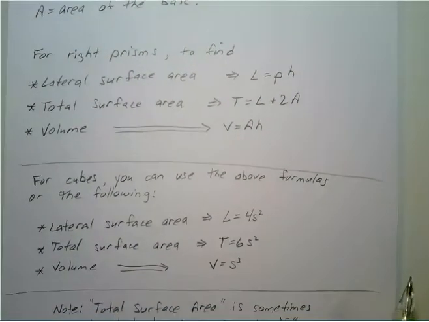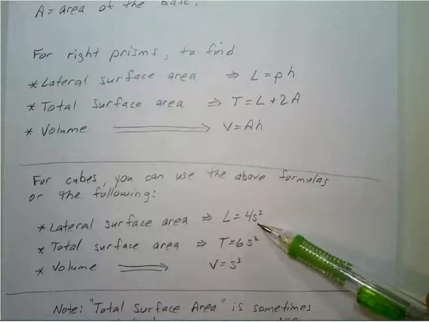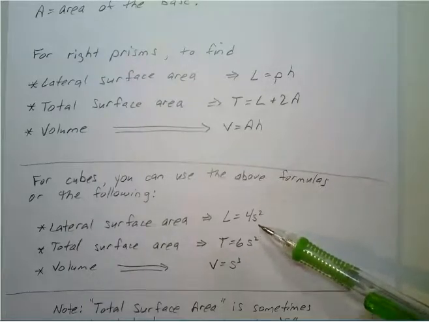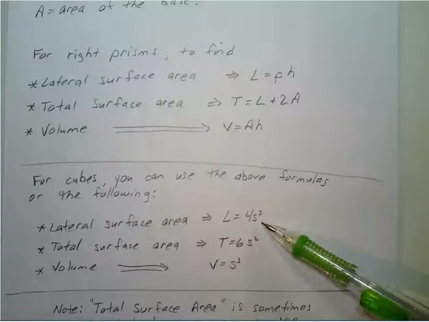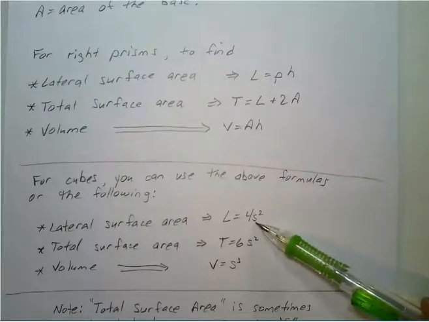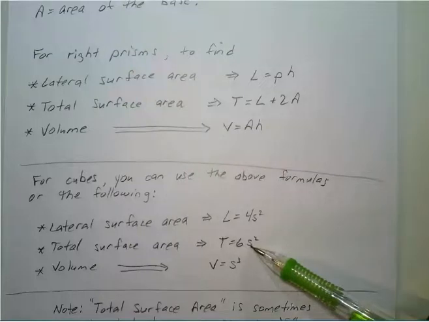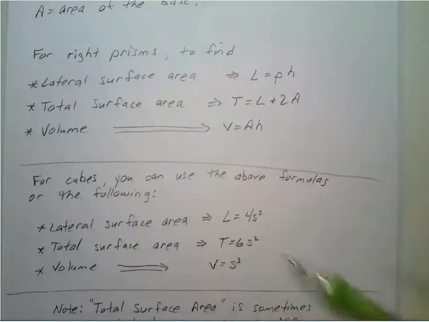You could still use this for the cubes, so you don't have to change anything. This is just a little extra information if you want it. Just for cubes, if you want to find the lateral surface area, let's say s is the length of your side. Remember, for a cube, all the sides are equal. They all have the same length: left, right, up, down, back, forward. To find your lateral surface area, you just get the side squared and multiply it by 4. To find your total surface area, you get the side, square it, and then multiply it by 6. And to get the volume, you get the side and raise it to the 3rd power.